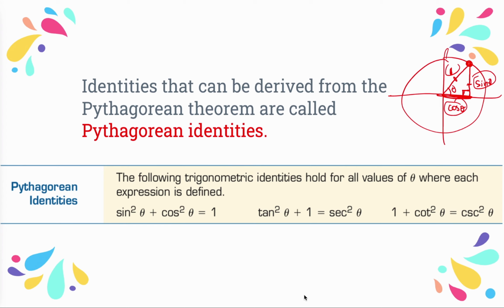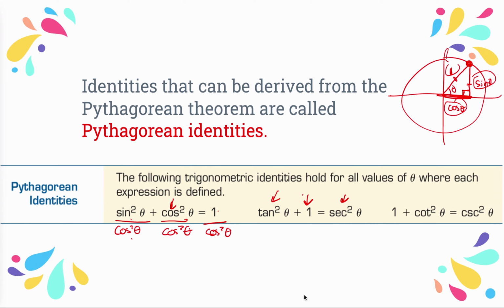If we take this, sine squared theta plus cosine squared theta equals 1, and we divide everything by cosine squared theta, right, sine squared over cosine squared would be tangent squared. Cosine squared over cosine squared is 1. 1 over cosine squared is secant squared. So we get the second identity by dividing the first one all by cosine squared.